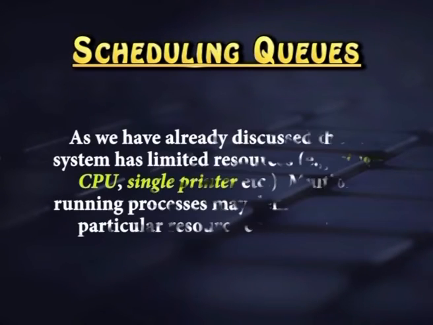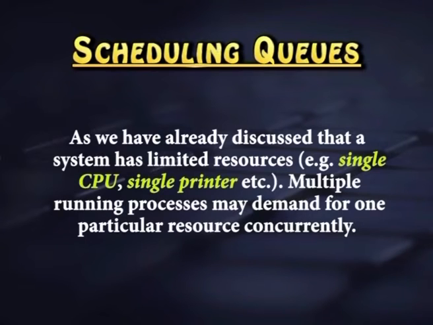Scheduling queues. As we have already discussed, a system has limited resources, for example, a single CPU, a single printer, etc. Multiple running processes may demand one particular resource concurrently. If the resource is free, it is allocated to one of the demanding processes, and other processes make a queue to wait for the resource to be free. If the resource is not free, all the demanding processes make a queue. There can be many queues in a system due to this waiting activity.